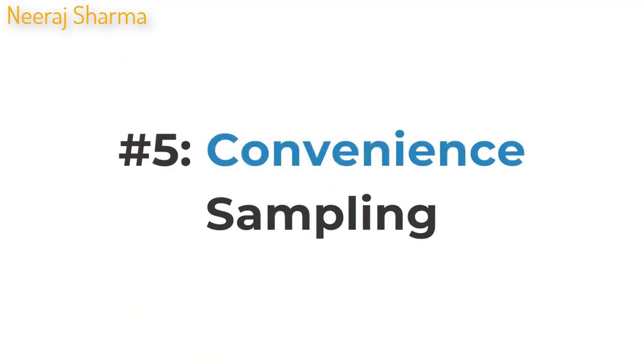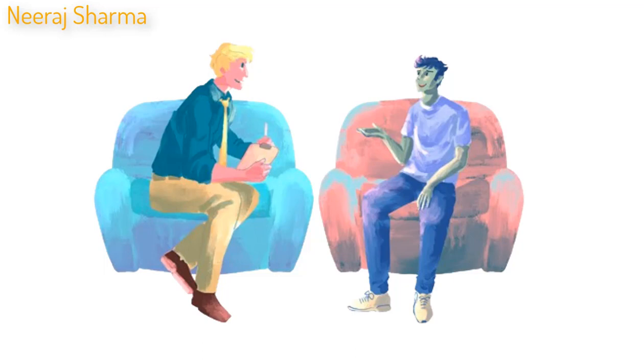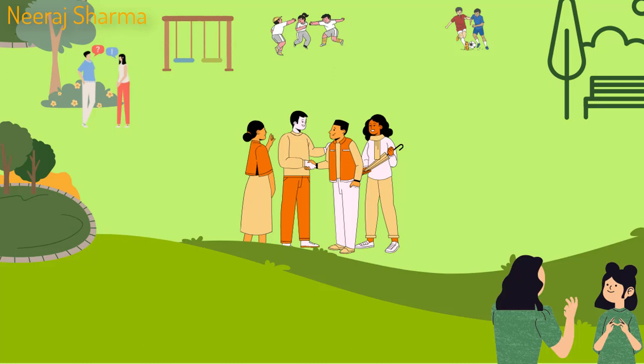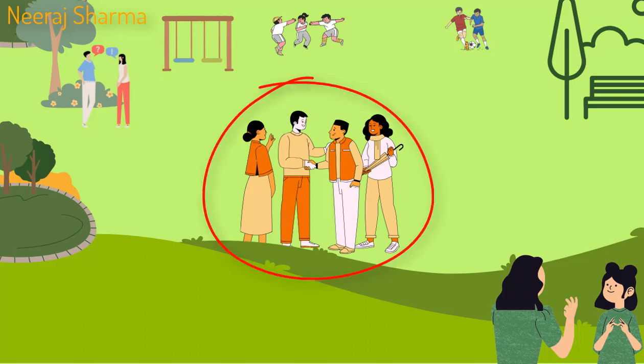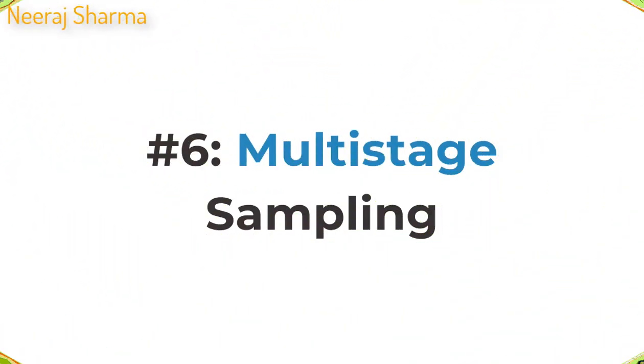Fifth, convenience sampling. In this method, the researcher selects individuals who are readily available and accessible. It's like asking the people who are easy to reach or are nearby. Imagine you're doing a survey at a park and you ask the people sitting closest to you. You're not picking randomly or making sure everyone has an equal chance of being asked. It's just whoever is convenient to talk to at that moment. This method is quick and easy but may not represent everyone in the park accurately.